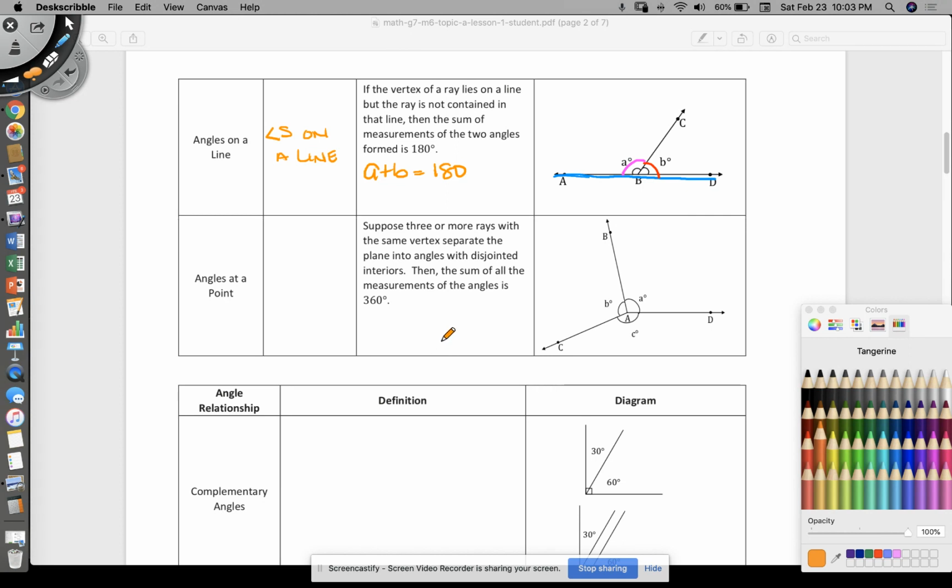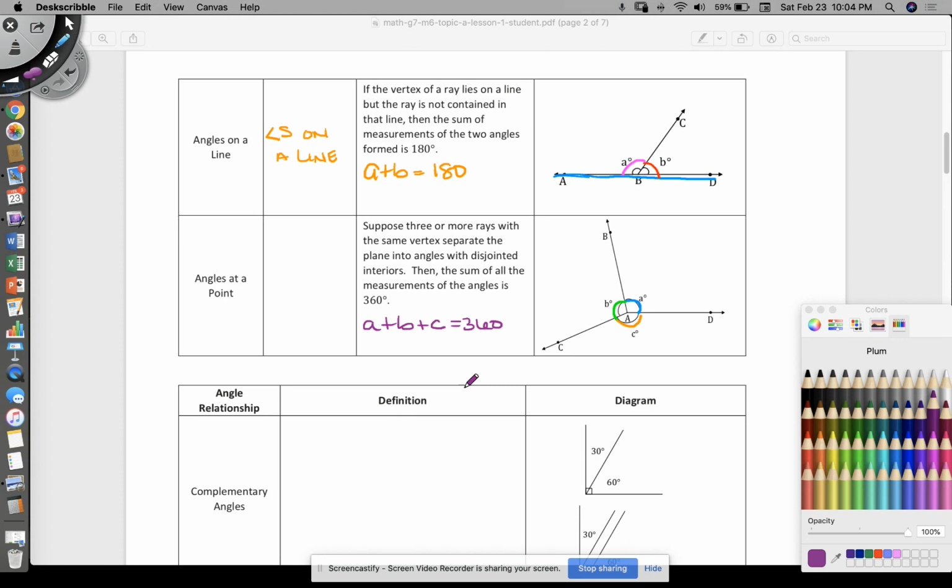Now we have angles that form at a point. So if you look here, we're going to go all the way around. If I have angle A and I add it to angle B, and then I add that to angle C, I get 360. I literally made a circle between all of those angles. So what we could say is angles A plus B plus C give me 360.